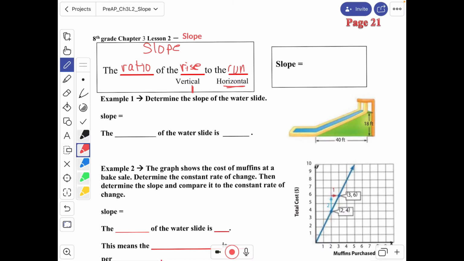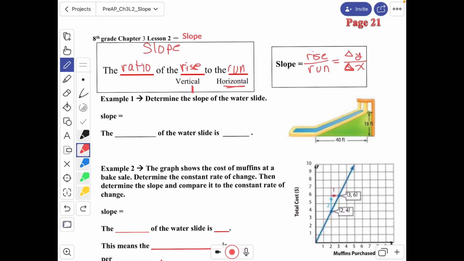So slope is rise over run. And we've been writing it change of y over change of x. Remember, the little triangle symbol is a delta and it means change. So change of y over change of x. And we figure that out by subtracting the y's and subtracting the x's.